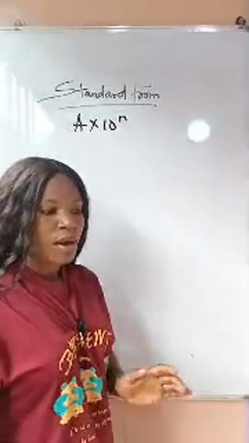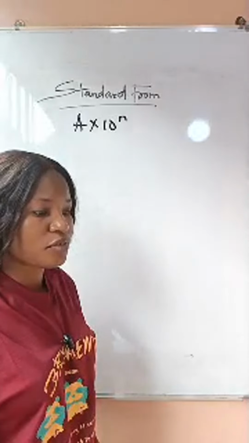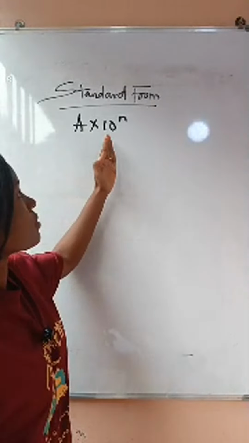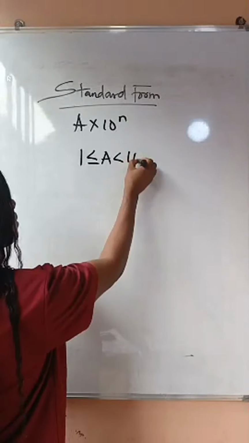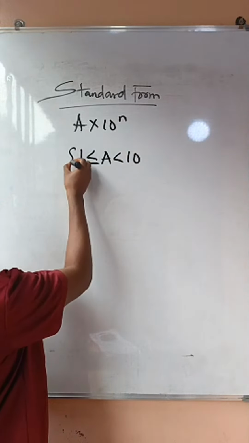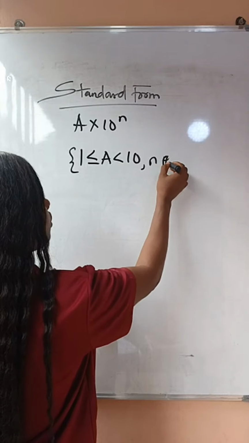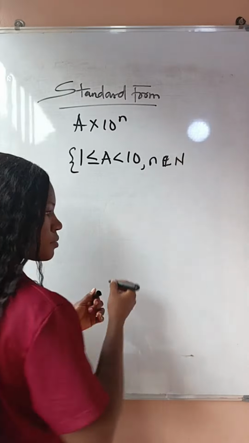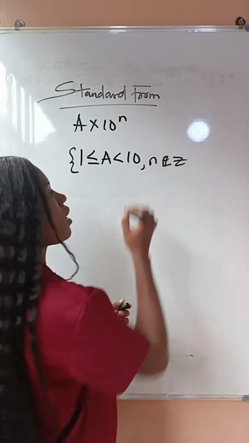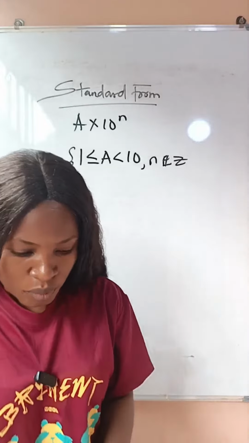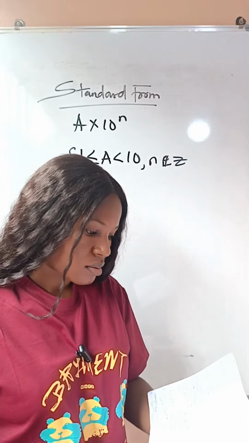Now, as I was saying, for you to say that a number is in standard form, it has to be in this way: a times 10 to the power of n, whereby 1 is less than or equal to a, which is less than 10, and your n is an integer. Your n is an integer, right? All right. Now, that simply means that, let me get a note I need for this.